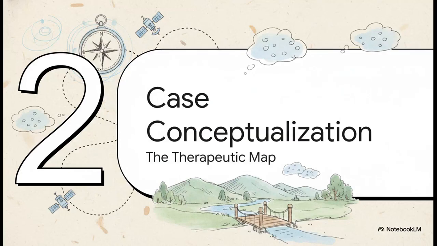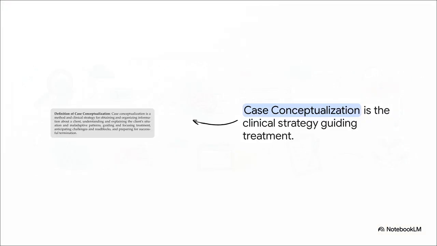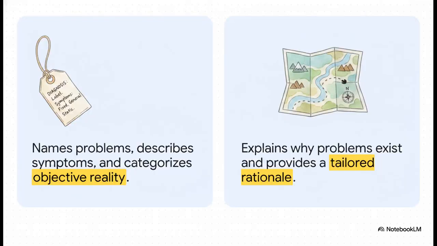Moving right along to step 2, the case conceptualization bridge. Once you've got that initial data and you've established some rapport, therapists need a sort of GPS to navigate the client's unique landscape. Case conceptualization is the actual bridge connecting a client's past experiences to their current patterns and their future treatment. It is essentially the ultimate cognitive map. It's a clinical strategy for organizing all that messy information, explaining the situation, anticipating potential roadblocks, and really prepping for a successful treatment journey.